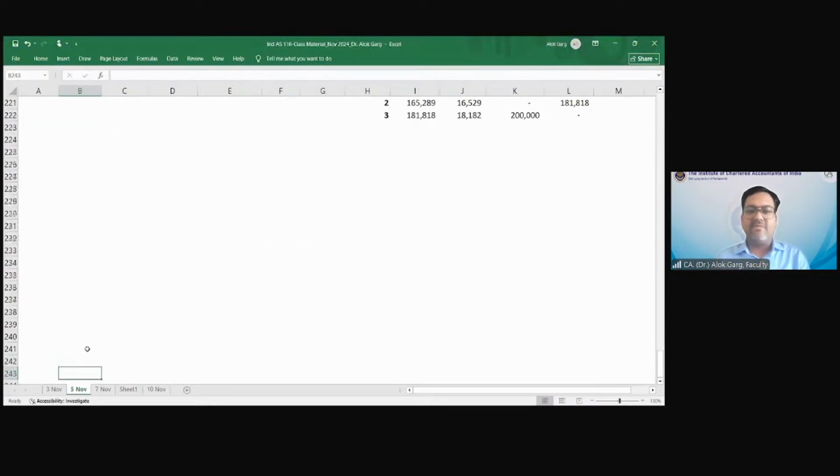What is the lease term? Question number 5. What is the lease term? 5 years. What is the lease payments? 10,000. Is it in advance or is it in arrear? So end of the year. What is the difference between advance and arrear? So how does it impact your calculations?